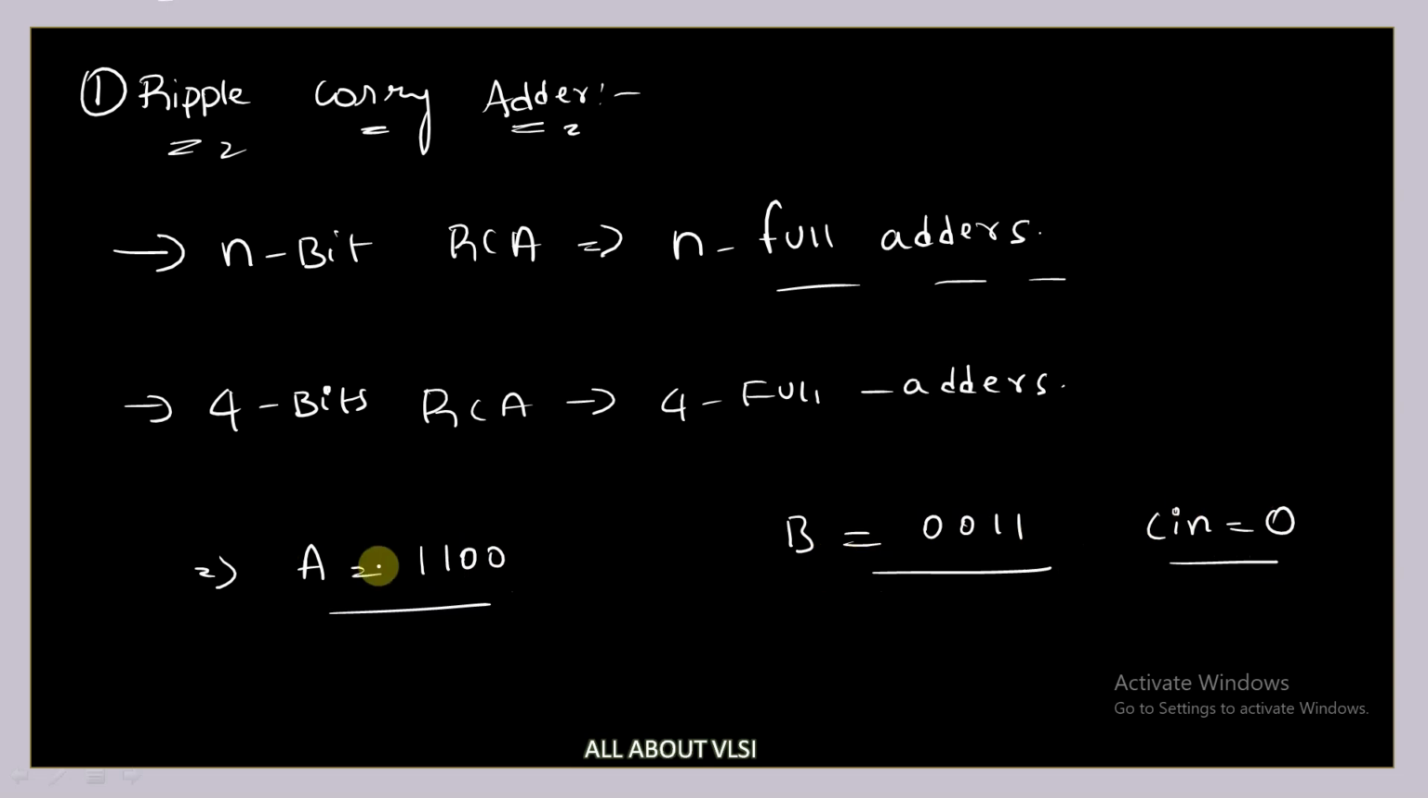The width of A is 4 bits and the width of B is 4 bits, so you cannot take only a single full adder to add this A and B. We need a 4-bit ripple carry adder. In the case of a 4-bit ripple carry adder, we are going to take 4 full adders. Let us try to see this 4-bit RCA design.